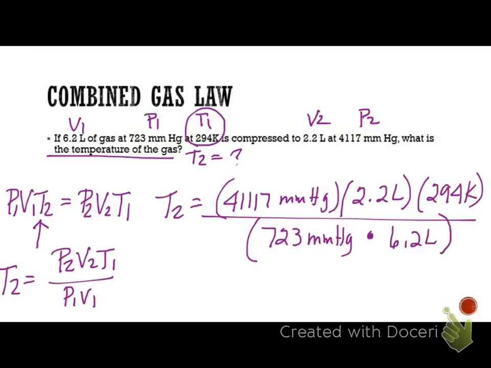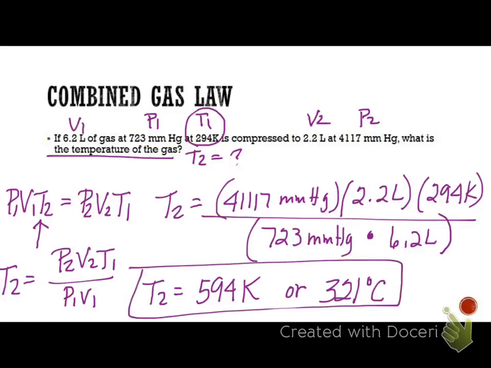Okay? Now I plug it in and do my math, multiply the top, divide by the bottom, and I get my second temperature is 594 Kelvin, or if I wanted to put it back into Celsius just to get an idea, it would be 321 degrees Celsius.